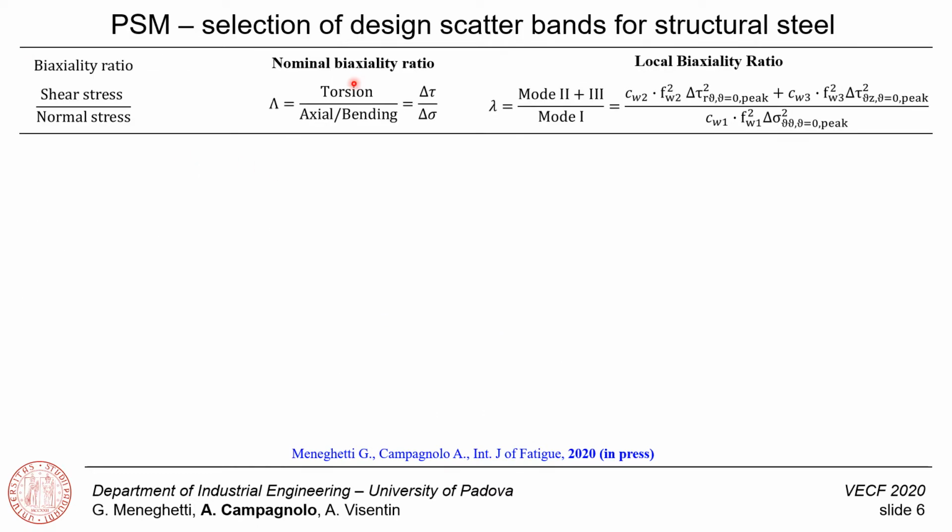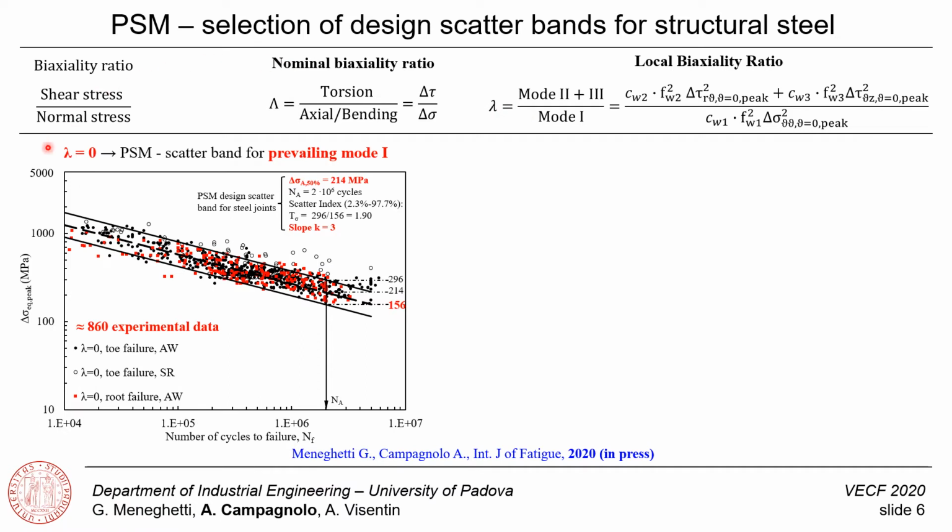In order to select the proper peak stress method-based fatigue design curve, instead of using a nominal biaxiality ratio, a local biaxiality ratio has been recently introduced and defined as the ratio between the energy contributions tied to the shear modes of loading, that is mode 2 and 3, and the energy contributions tied to the opening mode, that is mode 1. It has been shown that fatigue results having lambda equal to 0 fall inside a design scatterband having category equal to 156 MPa and slope equal to 3.